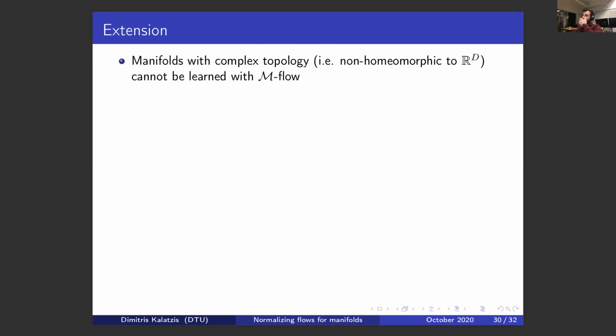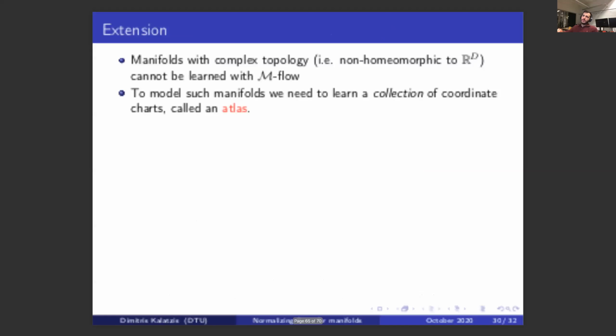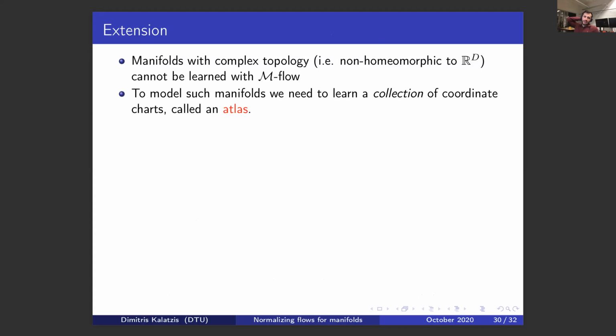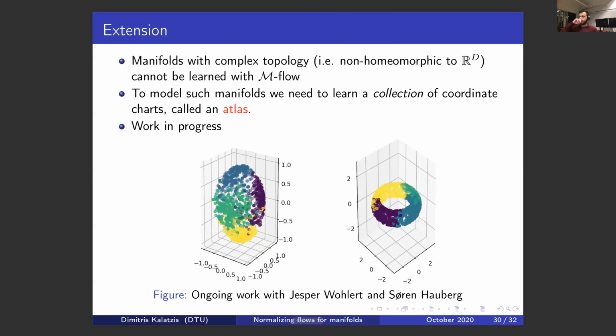And so, can we do more? A shortcoming of manifold flow is that it cannot learn manifolds with non-trivial topology, since these are not homeomorphic to Euclidean space, at least in a global sense. So in these cases, we need to learn a collection of coordinate charts, formally called an atlas, to properly model non-trivial manifolds. And this is something that we're currently working on along with Jesper Wollert and Søren Hauberg.